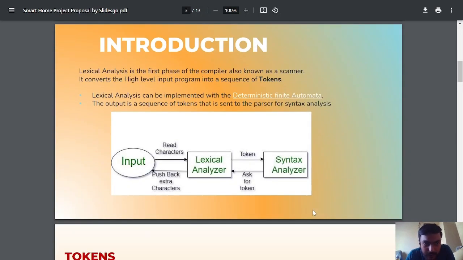Introduction. Lexical analysis is the first phase of the compiler, also known as scanner. It converts the high-level input program into a sequence of tokens. Lexical analysis can be implemented with deterministic finite automata. The output is a sequence of tokens that is sent to the parser for syntax analysis. This is the diagram.